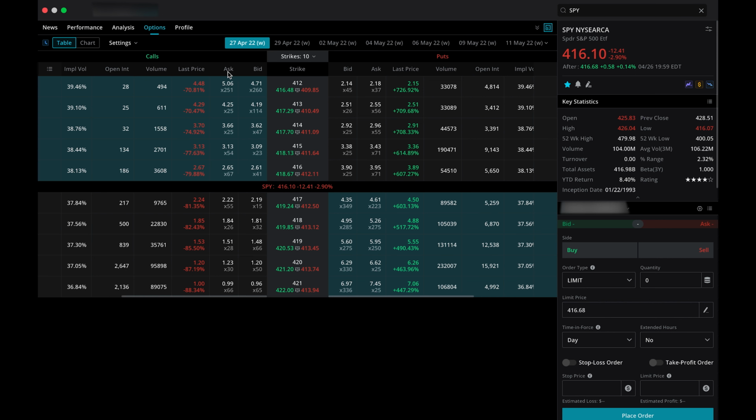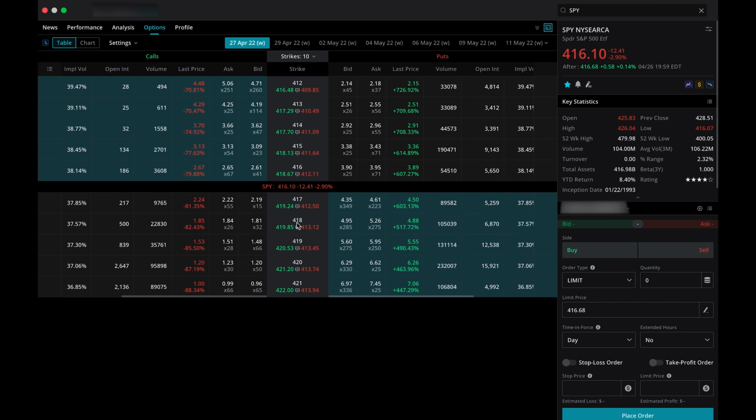On the left side, we have the ask. On the right side, we have the bid. So the ask is what the seller wants. So in this case, for the 416 one, they want 265 per contract. And what the buyer is willing to pay is 261. And then for this one, it's 413. This is what the seller wants. The buyer is trying to get it for 309.